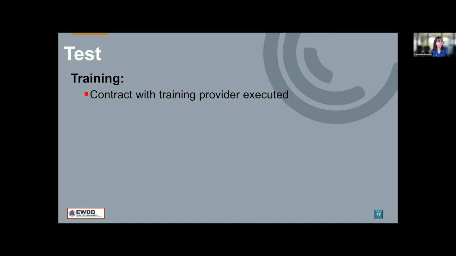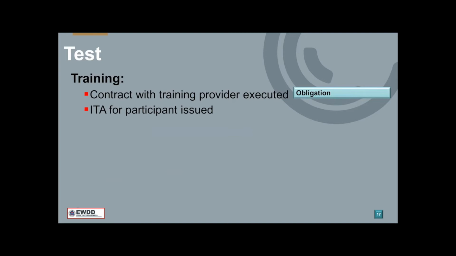For training, you have a contract with a training provider that was executed. Contract. What does that mean? Obligation. Financial obligation. You issued an ITA. What does ITA mean again? Is Fred here? Individual training agreement. Yeah, individual training agreement.